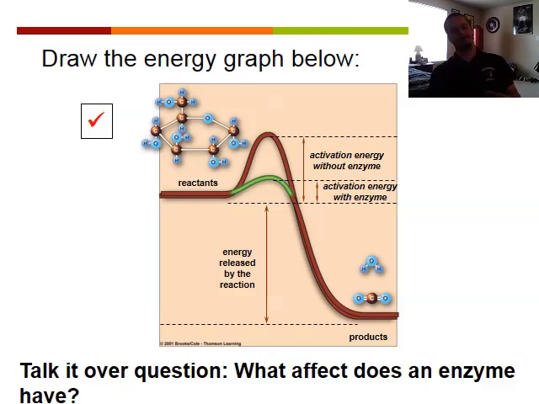So if you would be so kind, we have a graph here, the energy graph, showing how enzymes work and their effect on the activation energy. So what you're going to need to do is anything I put a dot next to, you're going to have to include on your graph. So we need the reactants, without, with, products, energy released, and of course our two lines. So I'll give you a little bit of time to copy that down.